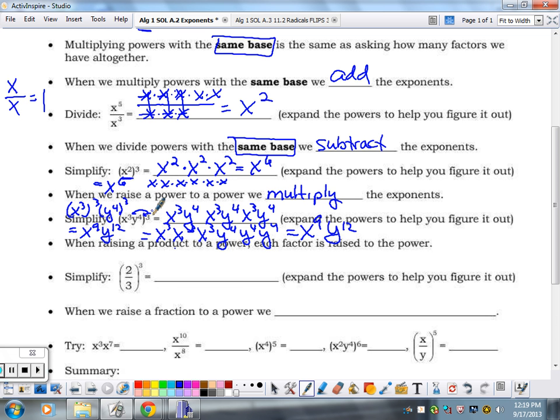So we're raising 3 to the third power, we're raising 4 to the third power. You apply the power to all the factors inside. So when raising a product to a power, each factor is raised to that power. All right, we're getting there.